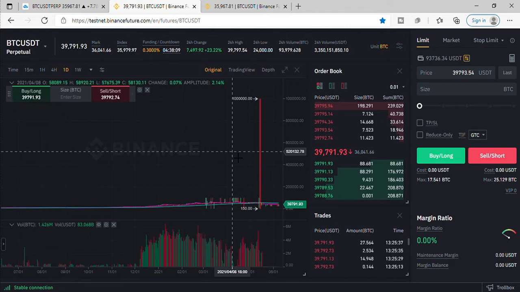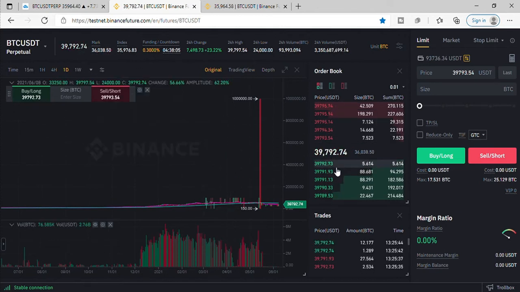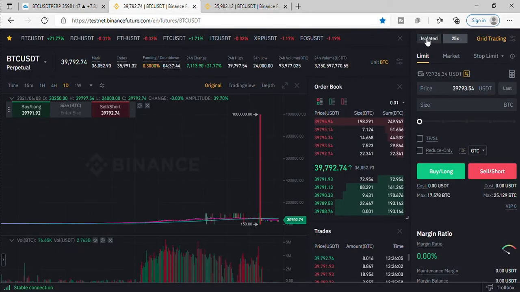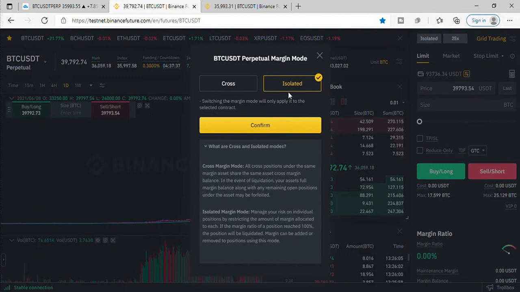Now when you get here, let me just walk you through what each of these different things mean. Over here on the right where it says isolated, when you are trading, you want to always select isolated. As a beginner, it is safe for you to choose isolated because it just lowers your risk.